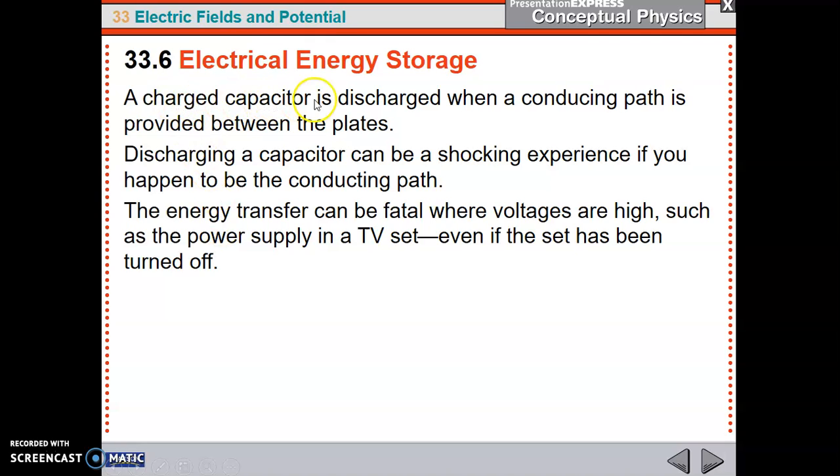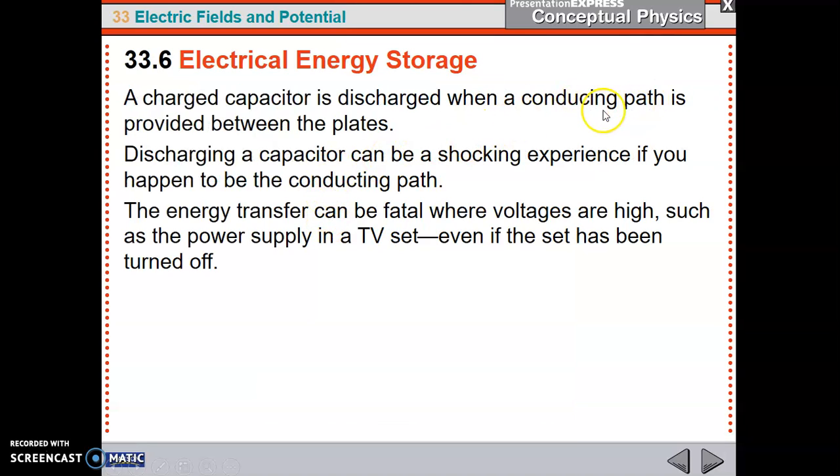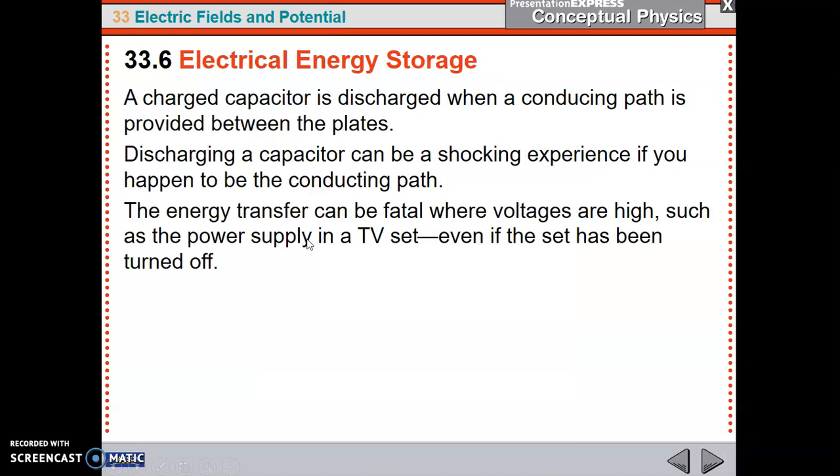Now, a charged capacitor is discharged when a conducting path is provided between the plates. So if you want a conducting path between the plates, all you have to do is touch that metal and that metal together, and now you have a conducting path. Or you could put something between them, like your finger, and then you'll feel the electricity going between those. Now, if this has a really high voltage or a really high current, it could hurt you, such as discharging a capacitor can be a shocking experience if you happen to be the conducting path.